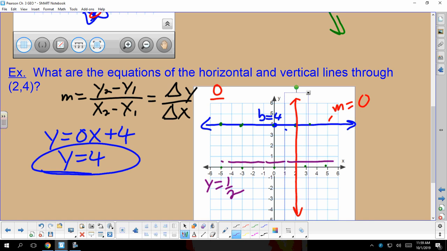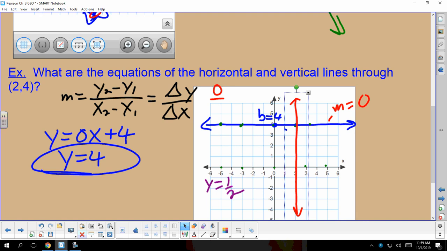What happens if we have 0 on the bottom of the fraction? Finley, what is 10 divided by 0? No, it's not 0. It's not 10. Undefined. Very good.